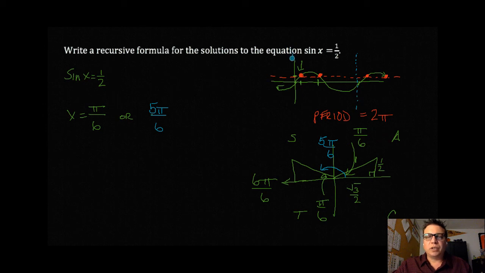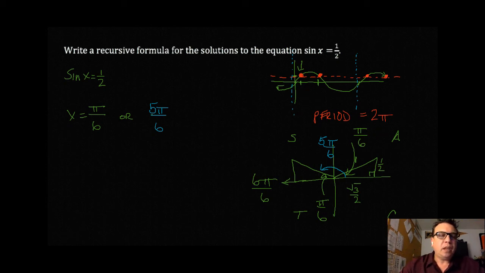So there is one cycle. I have it here at pi over 6, here at 5 pi over 6, and it does not happen down here because we get negative values, and then it would start repeating itself over and over again. So how do we write this recursive formula? We're going to give it a variable, and we're going to call it k, where k represents the number of cycles that we've gone through.